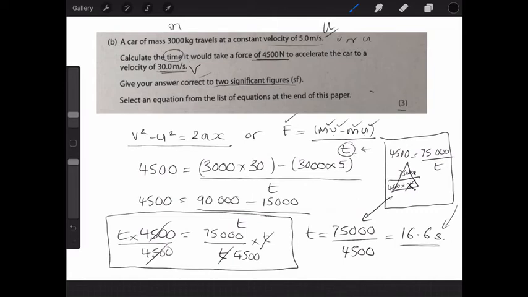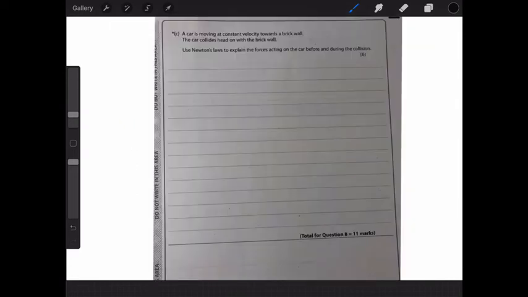But for that last mark, I must follow the instruction to 2 significant figures, so I need to round up to 17 seconds.